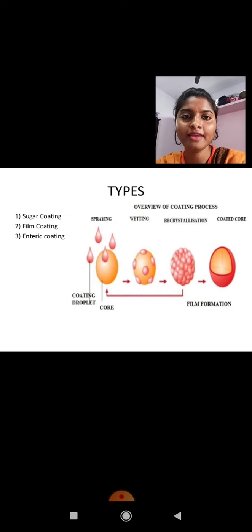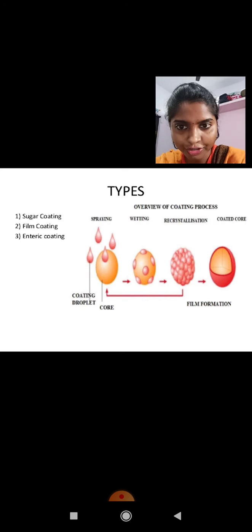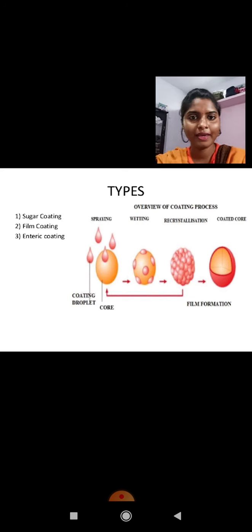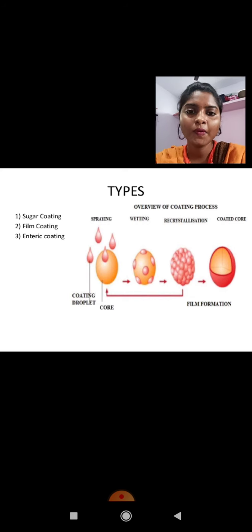And the types of tablet coating are sugar coating, film coating, and enteric coating. These are the three main types of coating. First is the sugar coating, then film coating, and enteric coating.